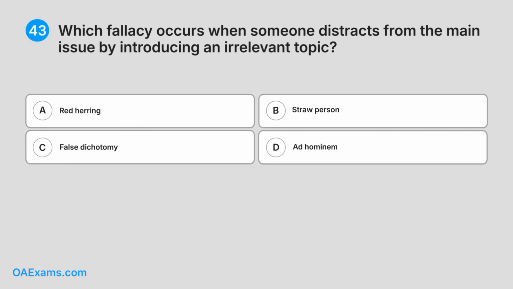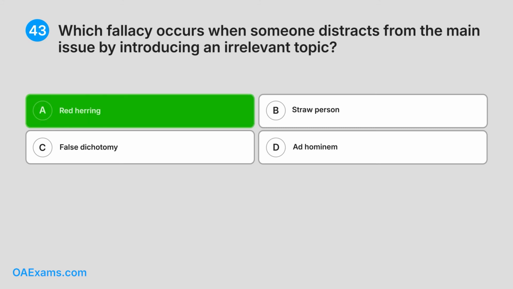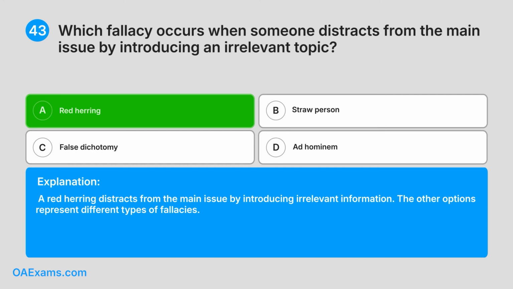43. Which fallacy occurs when someone distracts from the main issue by introducing an irrelevant topic? A. Red herring. B. Straw person. C. False dichotomy. D. Ad hominem. Do you know the answer? Correct answer. A. Red herring. Explanation. A red herring distracts from the main issue by introducing irrelevant information. The other options represent different types of fallacies.